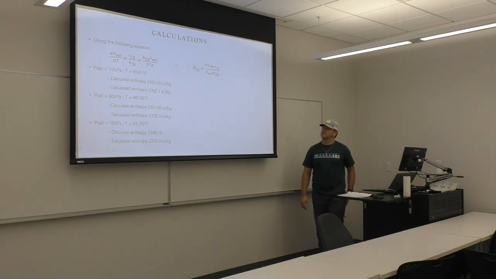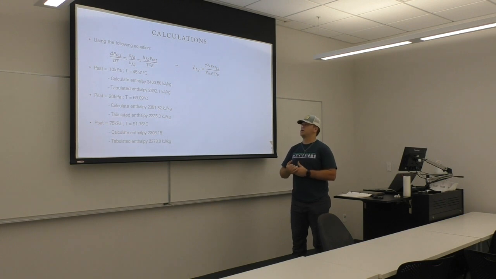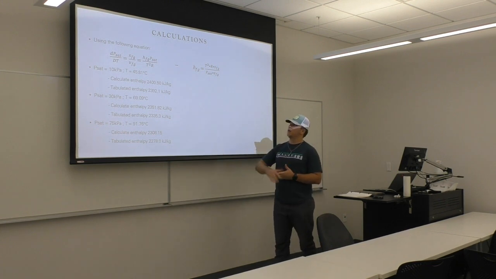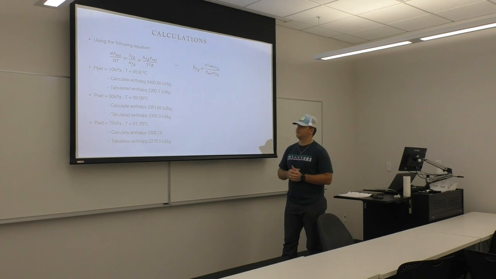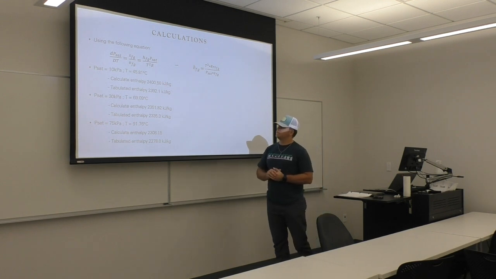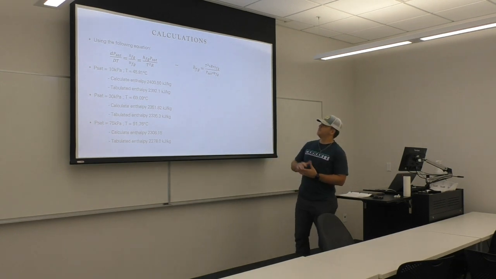Some calculation requirements. So I used the equation from earlier and I rearranged it to find the latent heat of vaporization. And then you use some values in the table to solve that equation. I did it for 3 different pressures and 3 different temperatures. And you can see that my calculated enthalpy is slightly higher than the tabulated enthalpy for all 3 cases. It's not much, between 20 and 30 kilojoules per kilogram. I left off that unit on accident, but yeah.